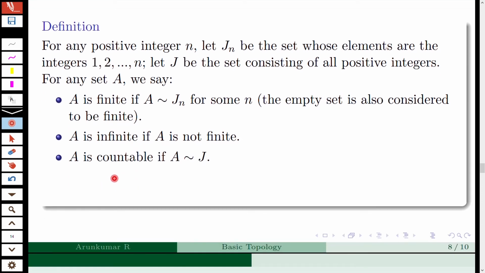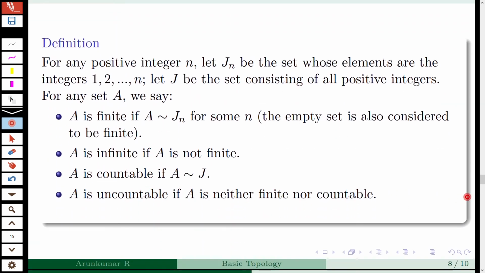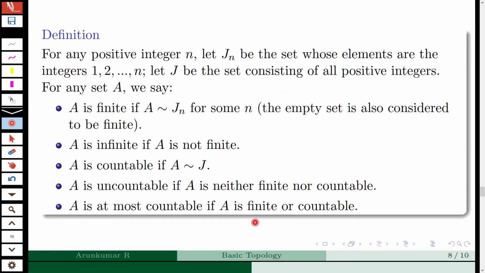And A is infinite if A is not finite. A is said to be countable if A is equivalent to J. Remember that J is the set of all positive integers. So a set A is countable if that set is equivalent to the set of all positive integers. And A is said to be uncountable if it is neither finite nor countable. And A is at most countable if A is finite or countable.